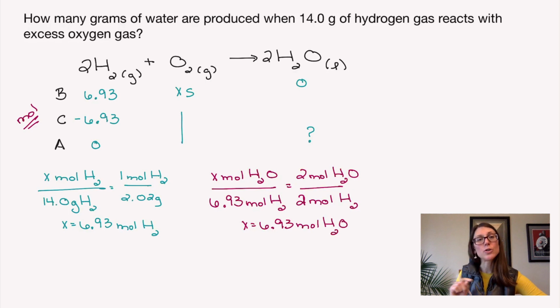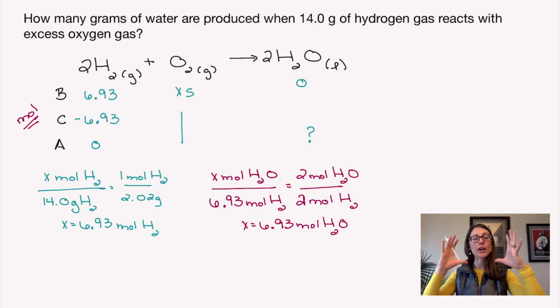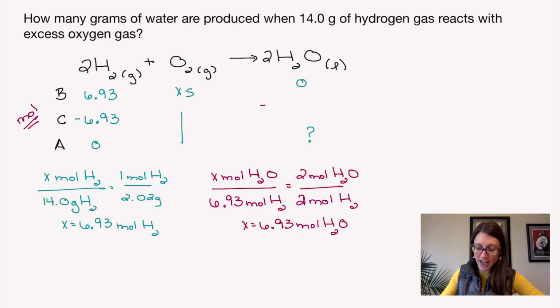And this is a 2-to-2 mole ratio between the H2O and the H2. So if you can do that by inspection and say 2-to-2 is 1-to-1, my number of moles will be the same. Awesome. Otherwise, down in pink here, I have the conversion using proportions showing how I went from moles of H2 to moles of H2O. I'm going to add that to my BCA table. And this means that I'll make 6.93 moles of water.